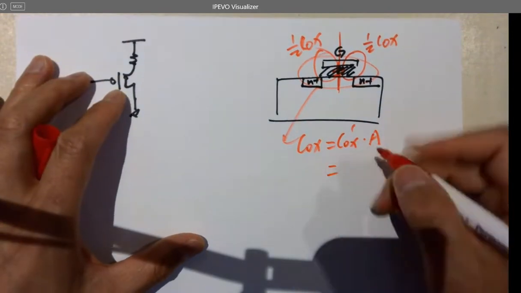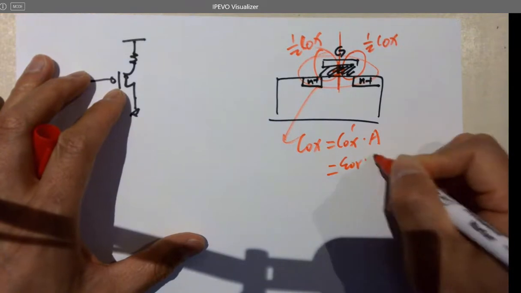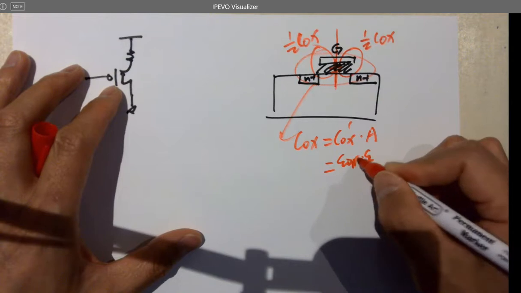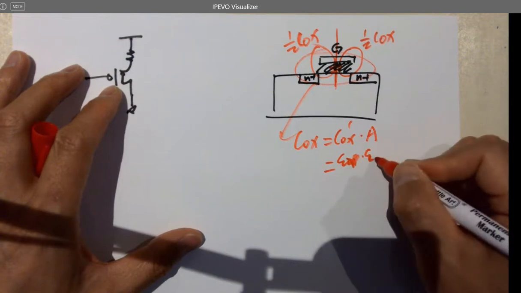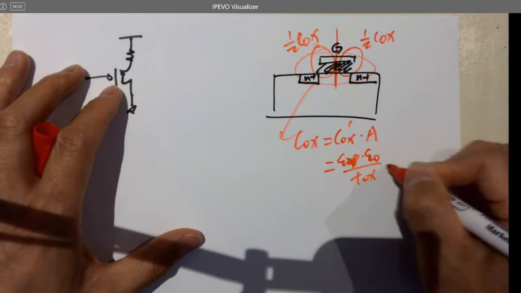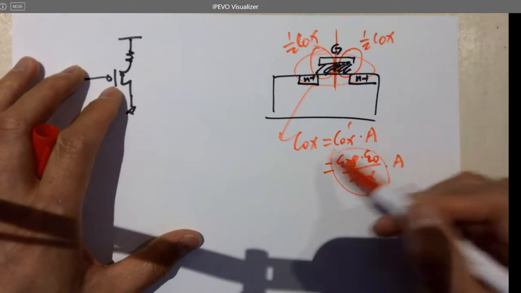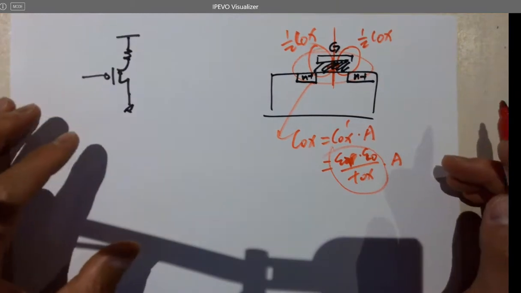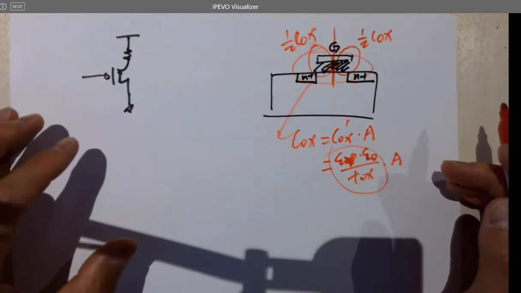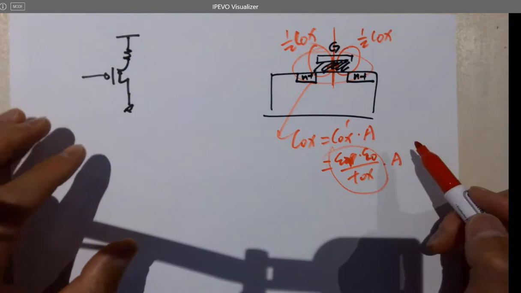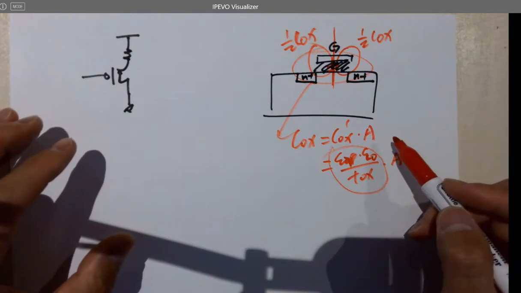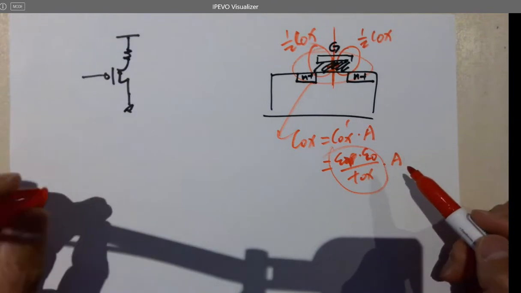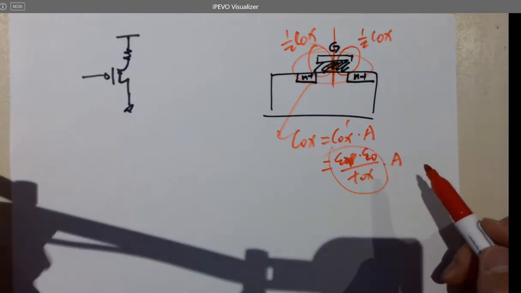So what is Cox prime? Epsilon R times epsilon O over tox, from Wednesday's lecture. So Cox prime is a constant. A is a variable, and we are designing the width and length of the channel. So A equals W times L. Remember?